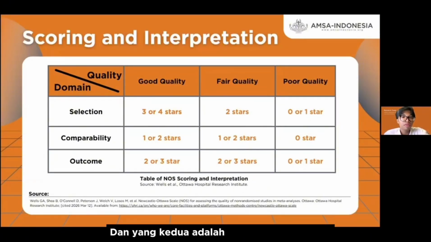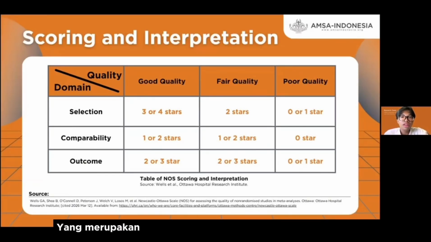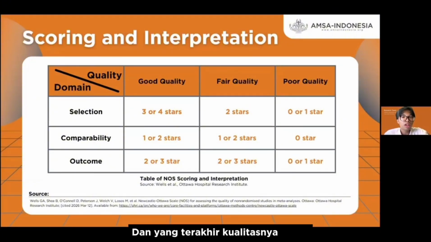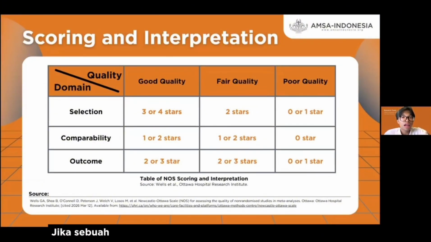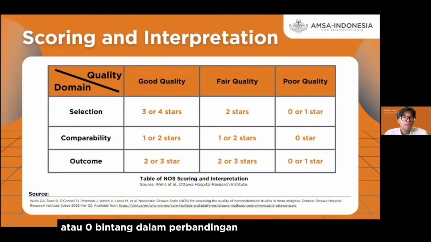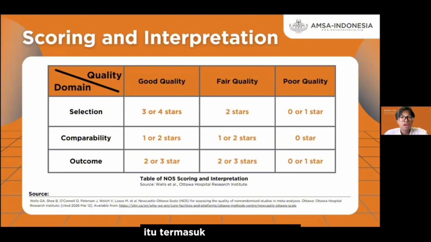And the second one is fair quality. This is for studies with 2 stars in selection plus the same requirements for comparability and outcome, which is 1 or 2 in comparability and 2 or 3 in outcome. And the last one is poor quality. If a study has only 0 or 1 star in selection, or 0 star in comparability, or 0 or 1 star in outcome, it falls into this category.